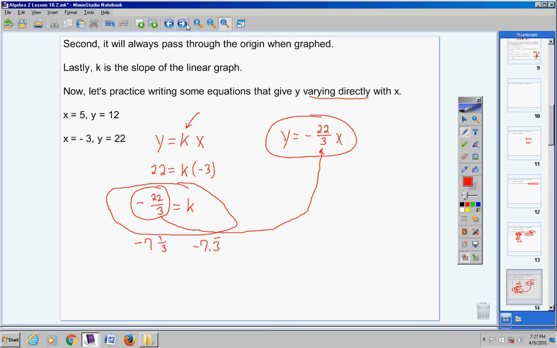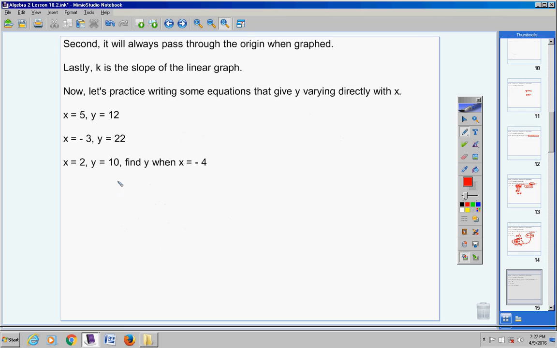Let's try another one. Now I'm going to take it a little further, okay? Here's what I want you to do. Write down some really good notes here and listen. I want you to write an equation that gives y varying directly with x, but this is a two-step problem, okay? After you've done that, I then want you to find y when x equals negative 4. So for right now, if you would please, forget this. Don't even worry about that right now. This is a two-step problem.